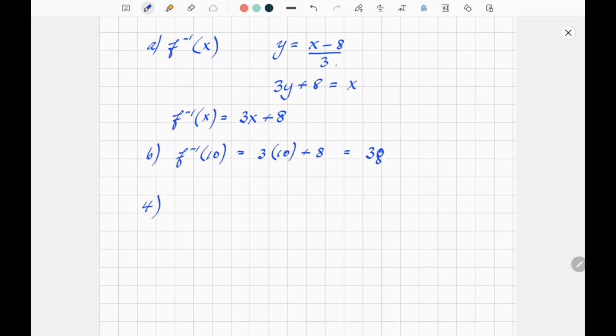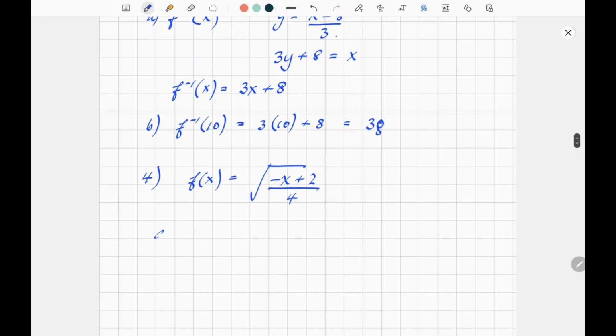So question 4, now it gets a little more detailed and complicated. You've got a square root in there. So you've got minus x plus 2 over 4, and the whole thing is square rooted. So to find the inverse, we've got y equals square root of minus x plus 2 over 4.